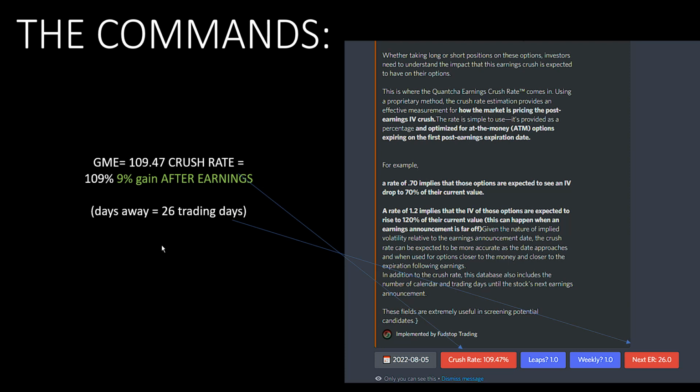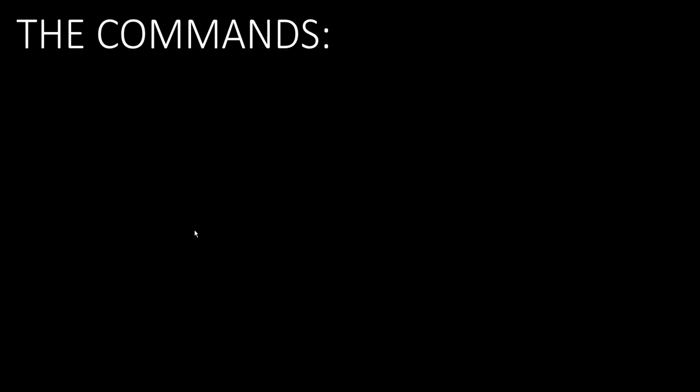If it's over 100, it's going to be gaining percentages. And it's easier to calculate over 100 because if you see 109%, it's going to be a 9% gain. If you see a 150% crush rate, that's going to be a 50% gain in IV from the current value. And it's always measuring against the current value.